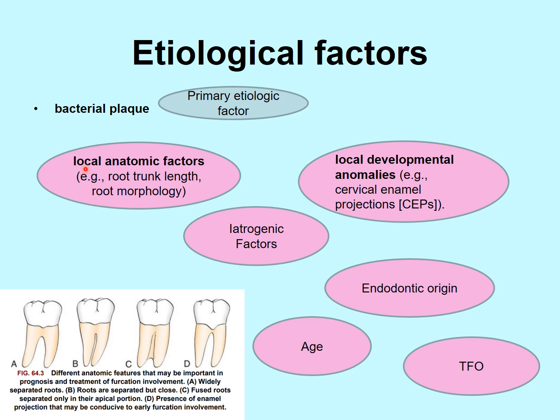Under local anatomic factors, this can be of different types. This can influence the prognosis and treatment. It can be widely separated roots, roots that are separated but close, fused roots, roots separated only in their apical portion, and presence of enamel projections. So these local anatomic factors and local developmental anomalies can influence the primary etiological factor.